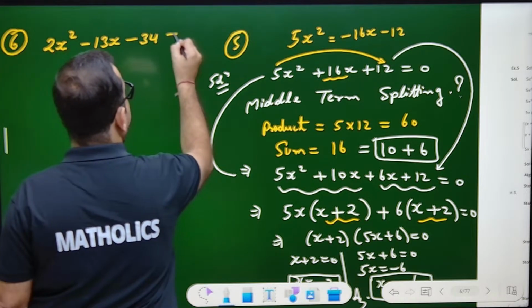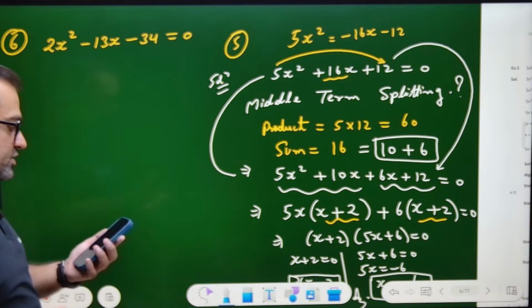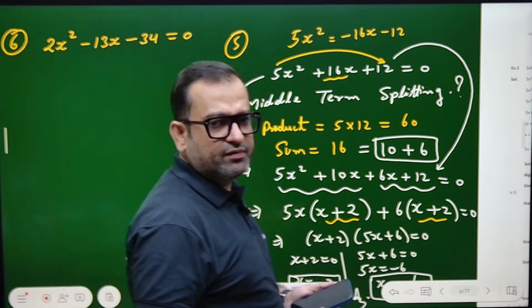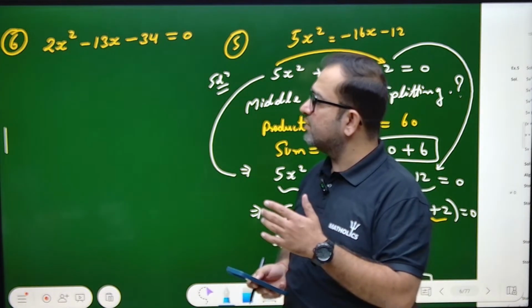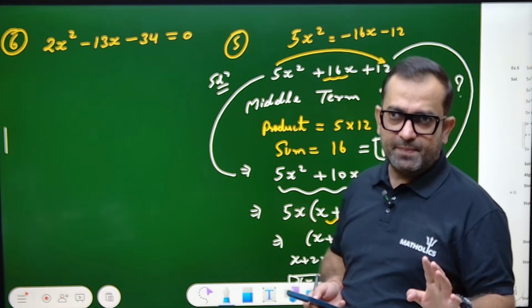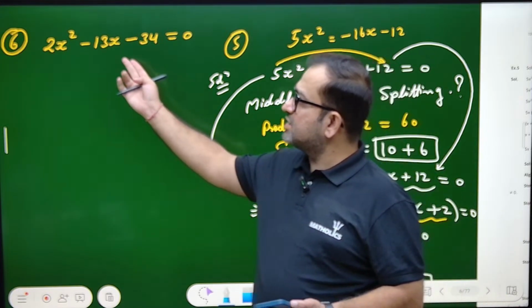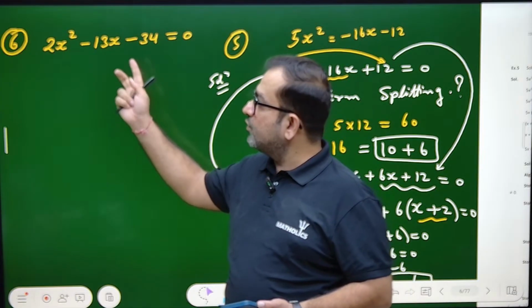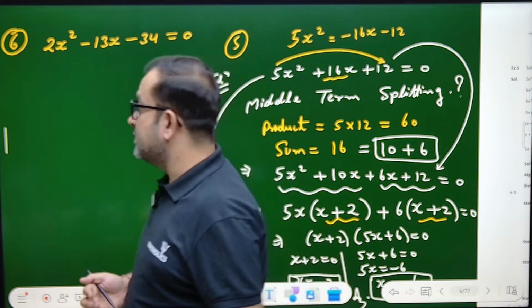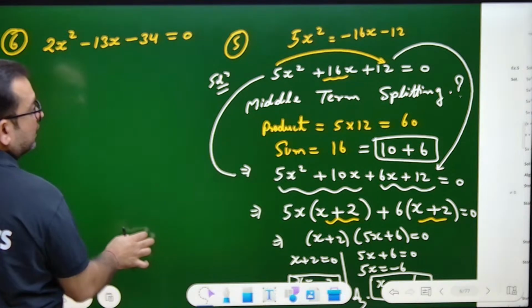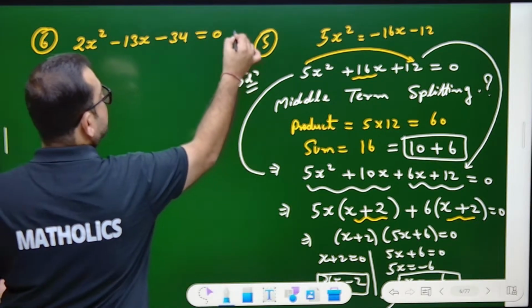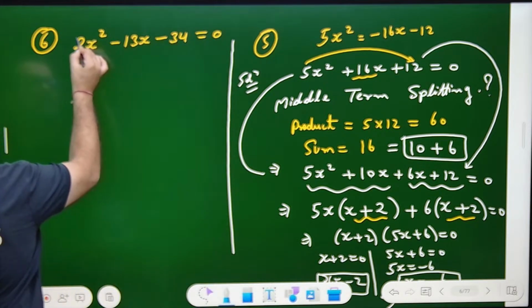Solve this quadratic equation by factorization. Factorization obviously means they are saying you can solve this by splitting the middle term. Splitting the middle term is what? I have to think of two numbers so that I can split this, right? And what is the product of those two numbers? Splitting the middle term involves a basic concept that you have to be alert for this 34 and 2.